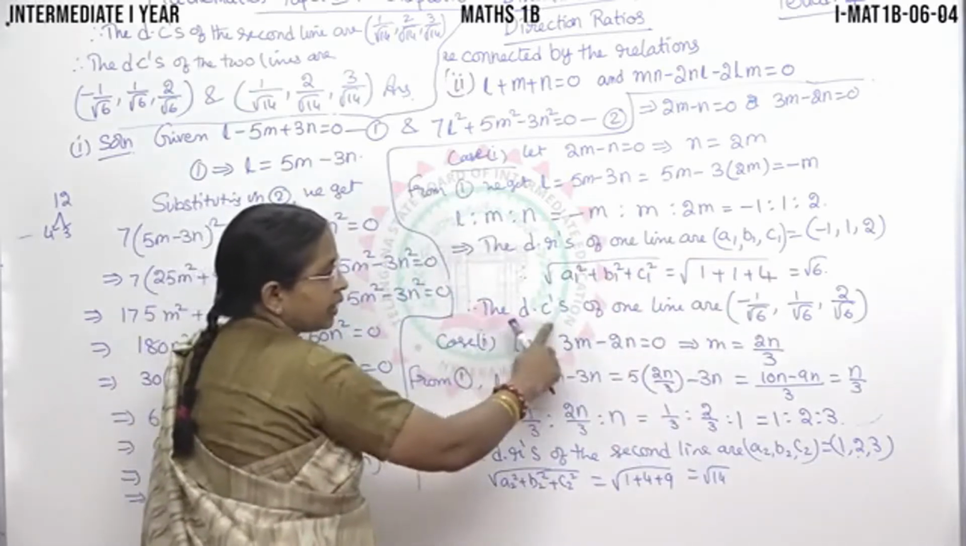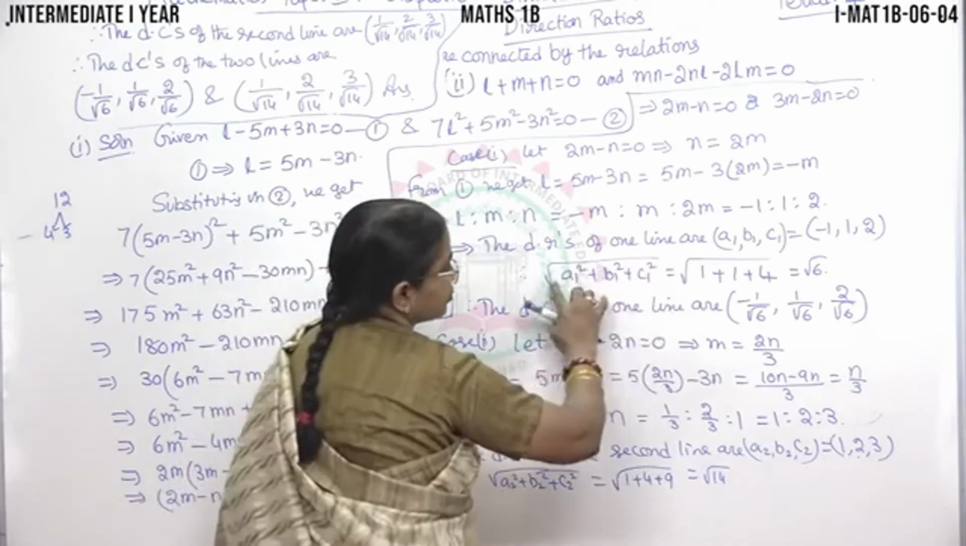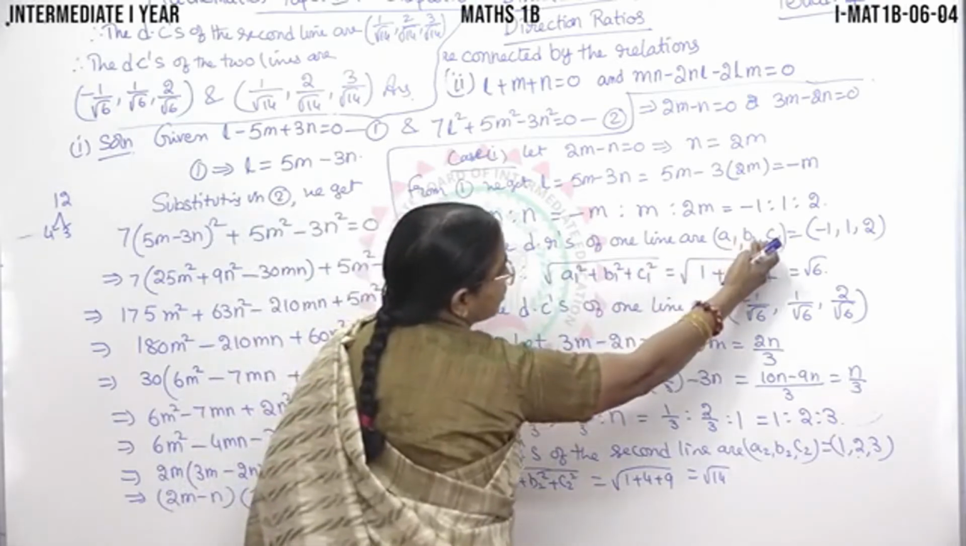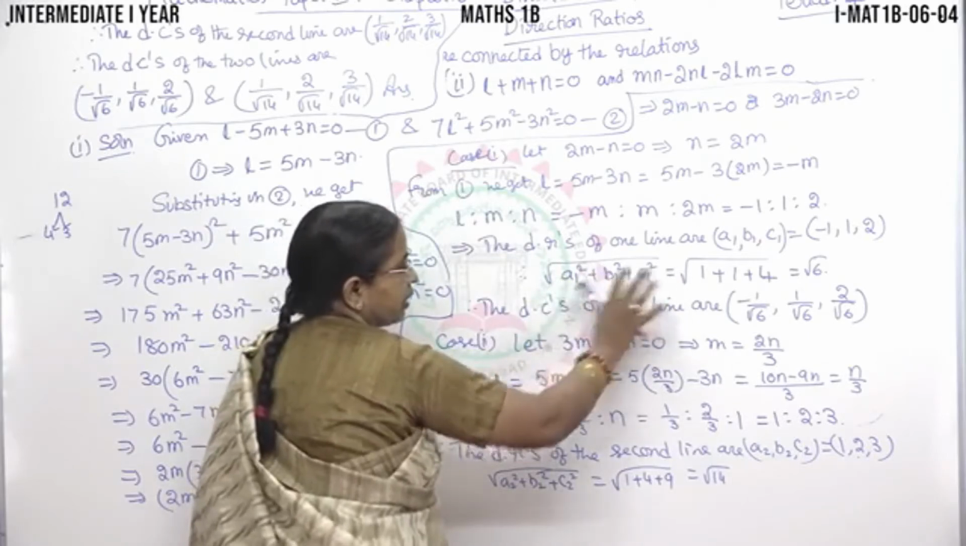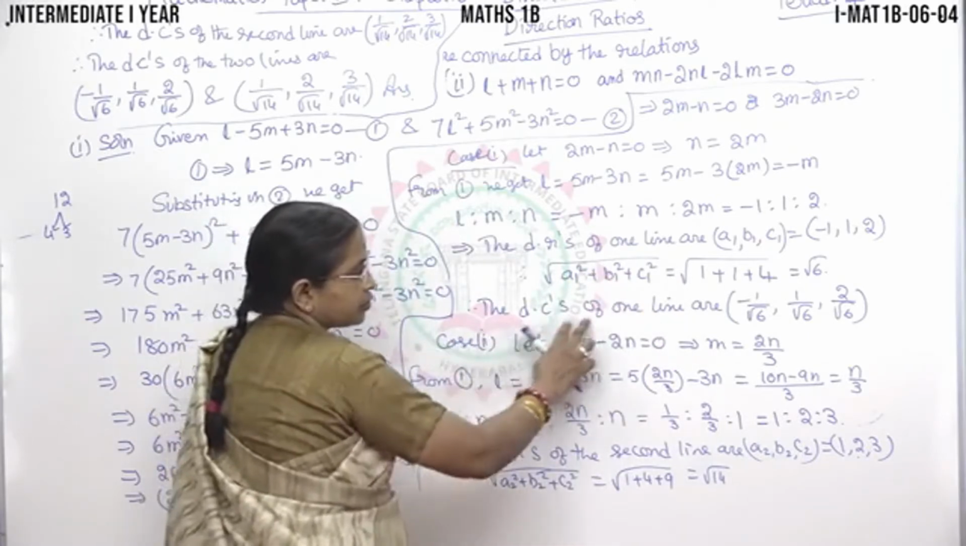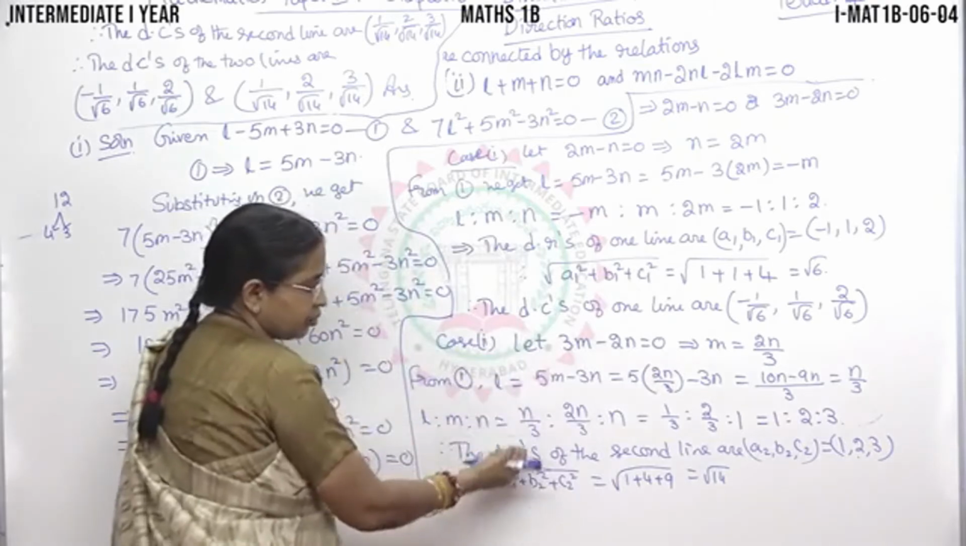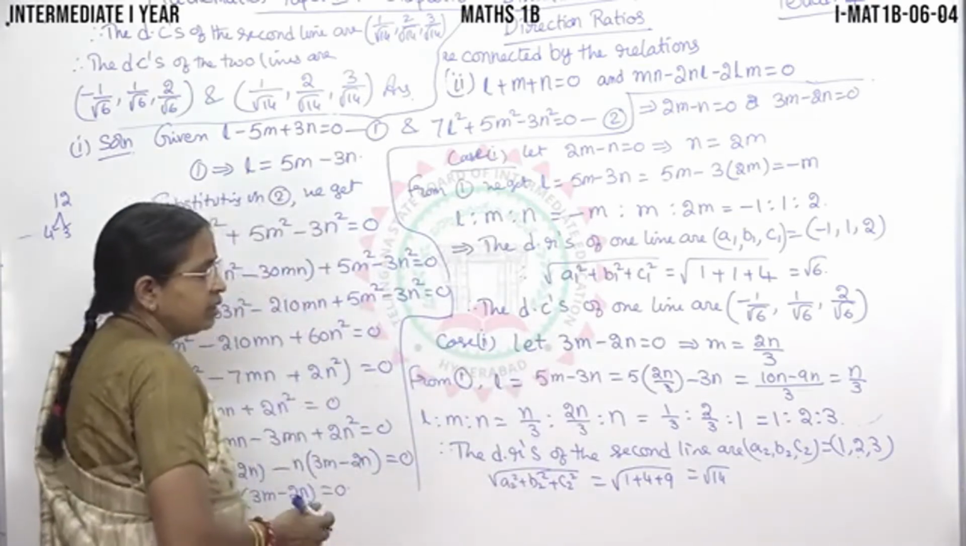Then they become the direction ratios of the first line. To convert them to direction cosines, you take the square root of the sum of the squares, a1 square plus b1 square plus c1 square. Find the value. Then you will get the direction cosines of the first line. In the same way, you find the direction cosines of the second line.